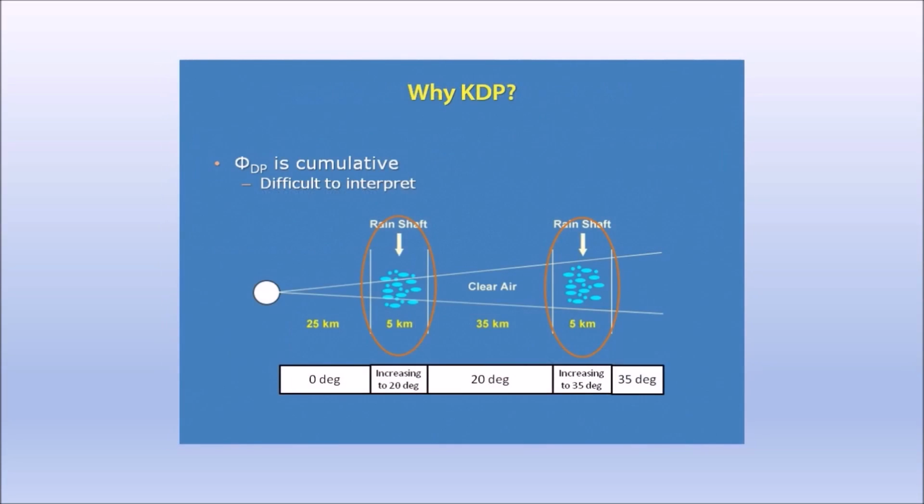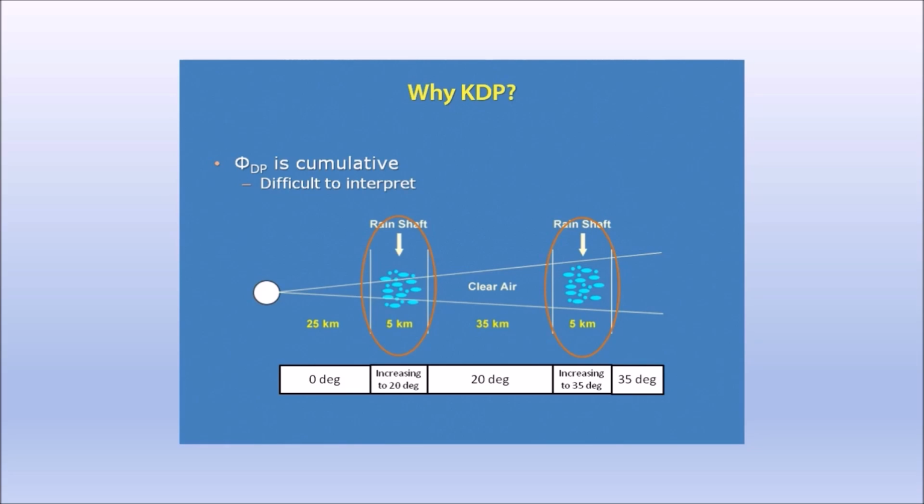Why KDP? So, what is the reason for KDP? Let's look at the example here of phi-dp for two range shafts at 30 and 70 km from the radar. As the horizontal and vertical pulses propagate toward the first range shaft, they experience zero differential phase shifting, so phi-dp is 0. As the pulses go through the first range shaft, the horizontal pulse slows down faster than the vertical pulse, resulting in a positive differential phase shift. We'll say it is 20 degrees.